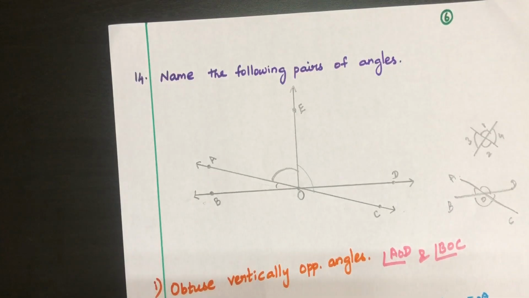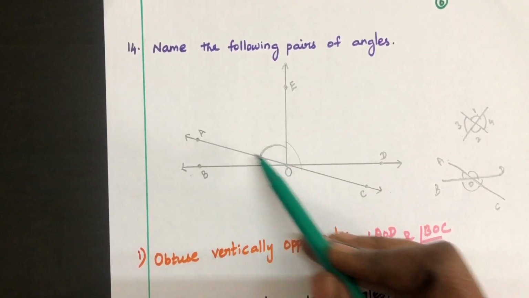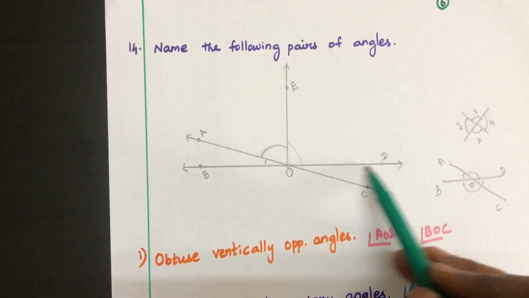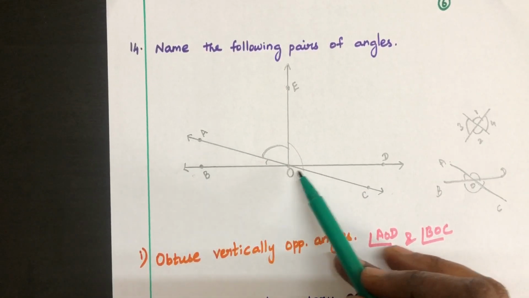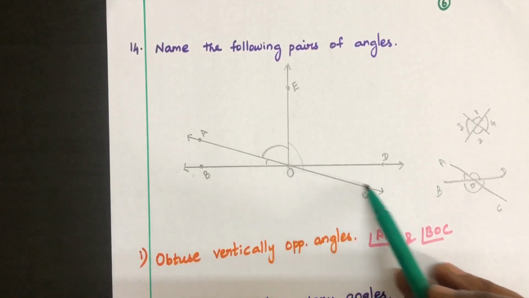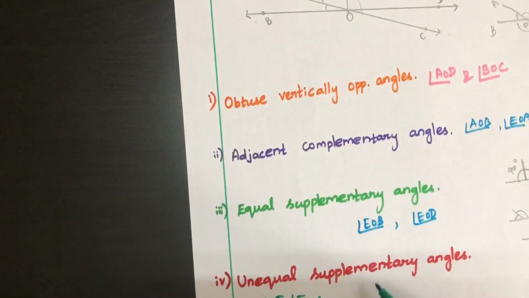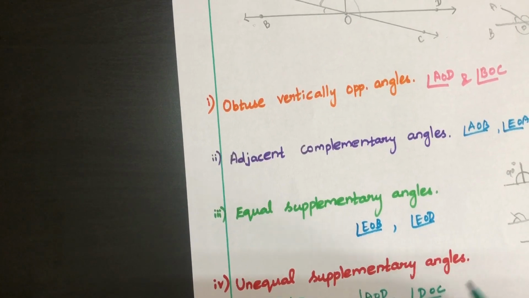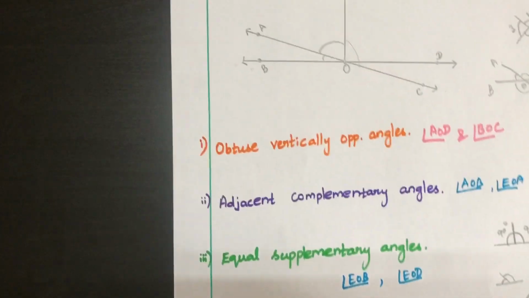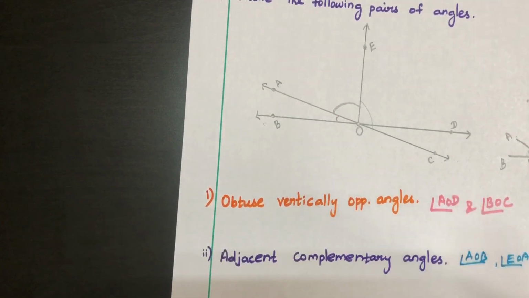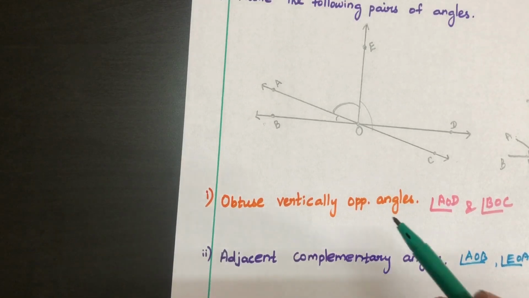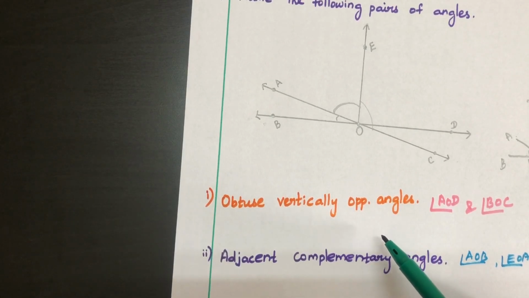Similarly, AOD, see here, AOD and DOC. This is a straight line. AOD means one obtuse angle. DOC means one acute angle. AOD, comma, DOC. This also unequal supplementary angle. Unequal. See here, AOD is big, DOC is small. Next, I think another angle also we can take.